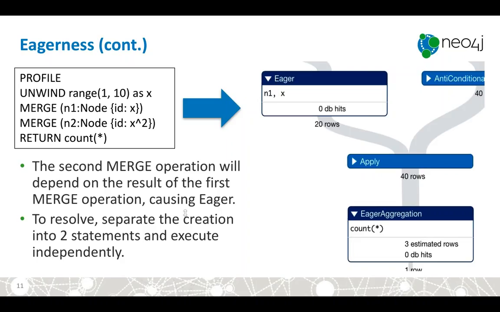So taking this query and splitting it into two queries would avoid the eager operation. And that's something that, in particular with load CSV, there's nothing against running load CSV multiple times on the same file. If it avoids eagerness, then you want to do it that way instead.